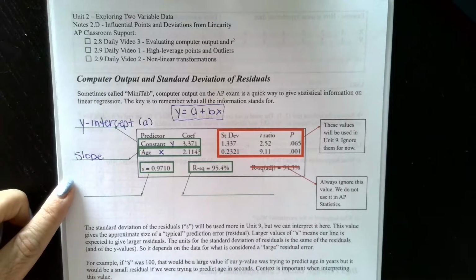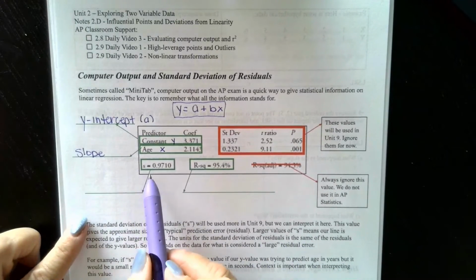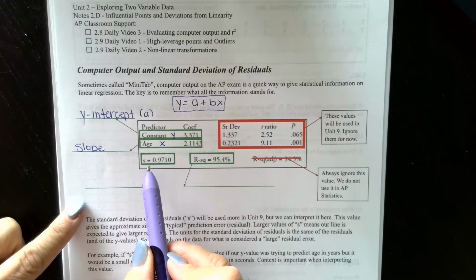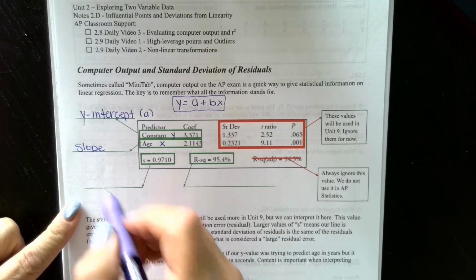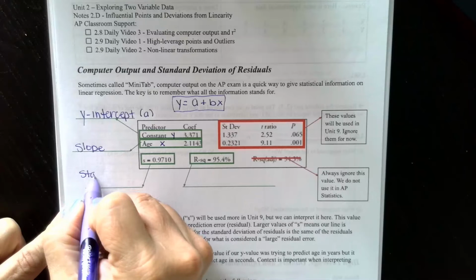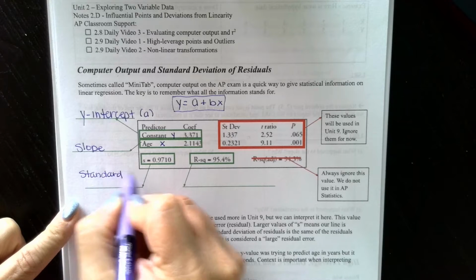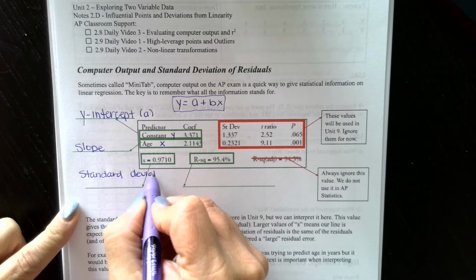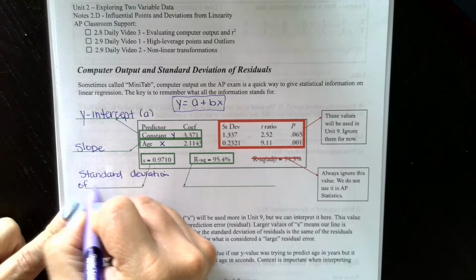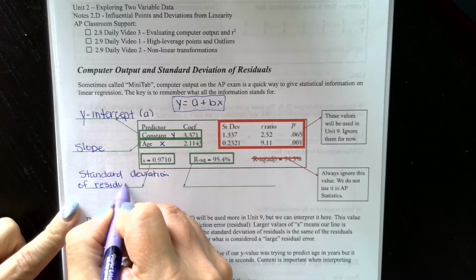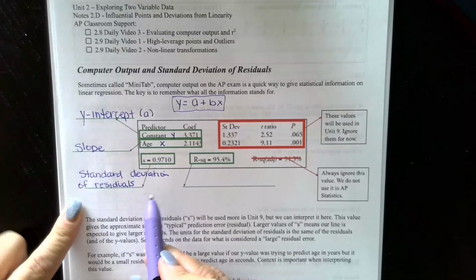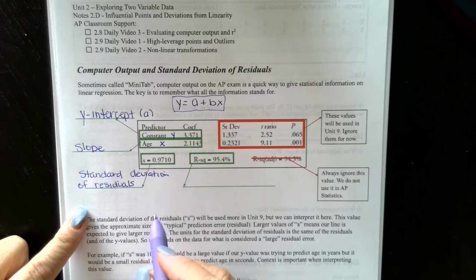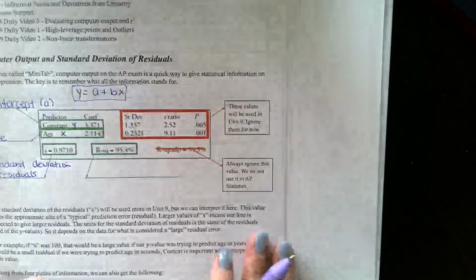All right, so what else do we know on here? We've got this value of s, and this is not just the standard deviation. This is the standard deviation of the residuals. So that's super important. So just a little review here. Just do this on this paper.